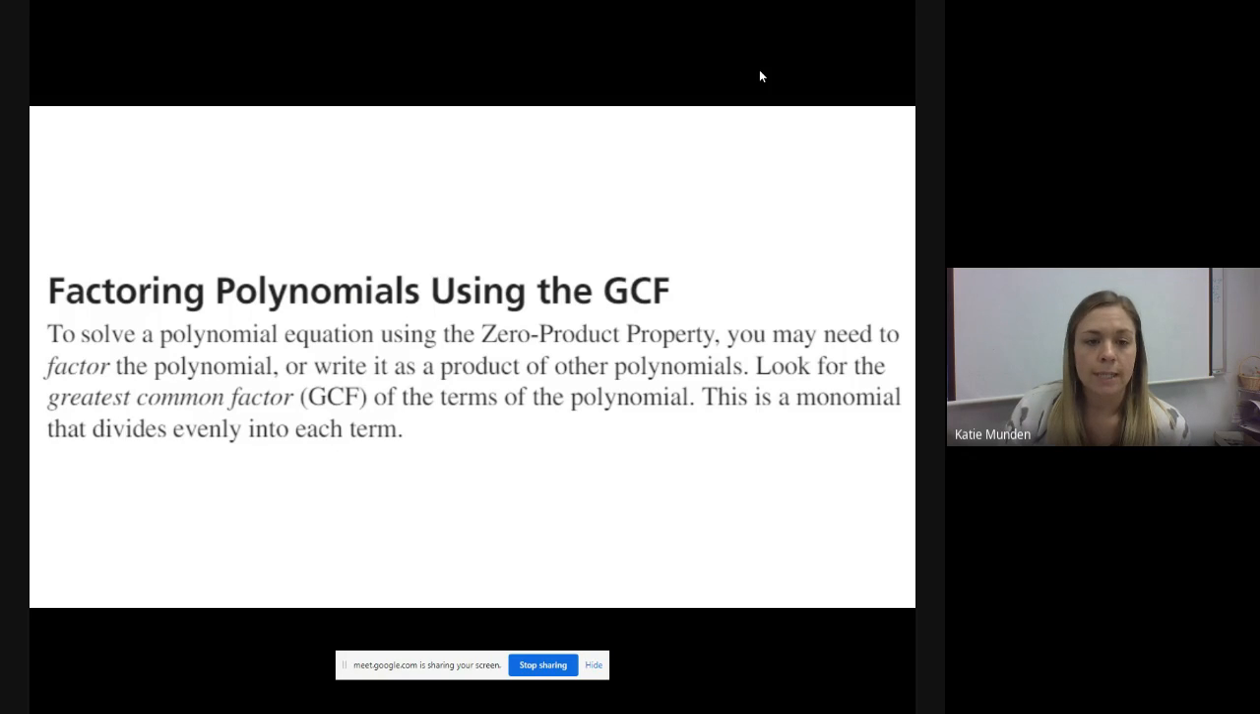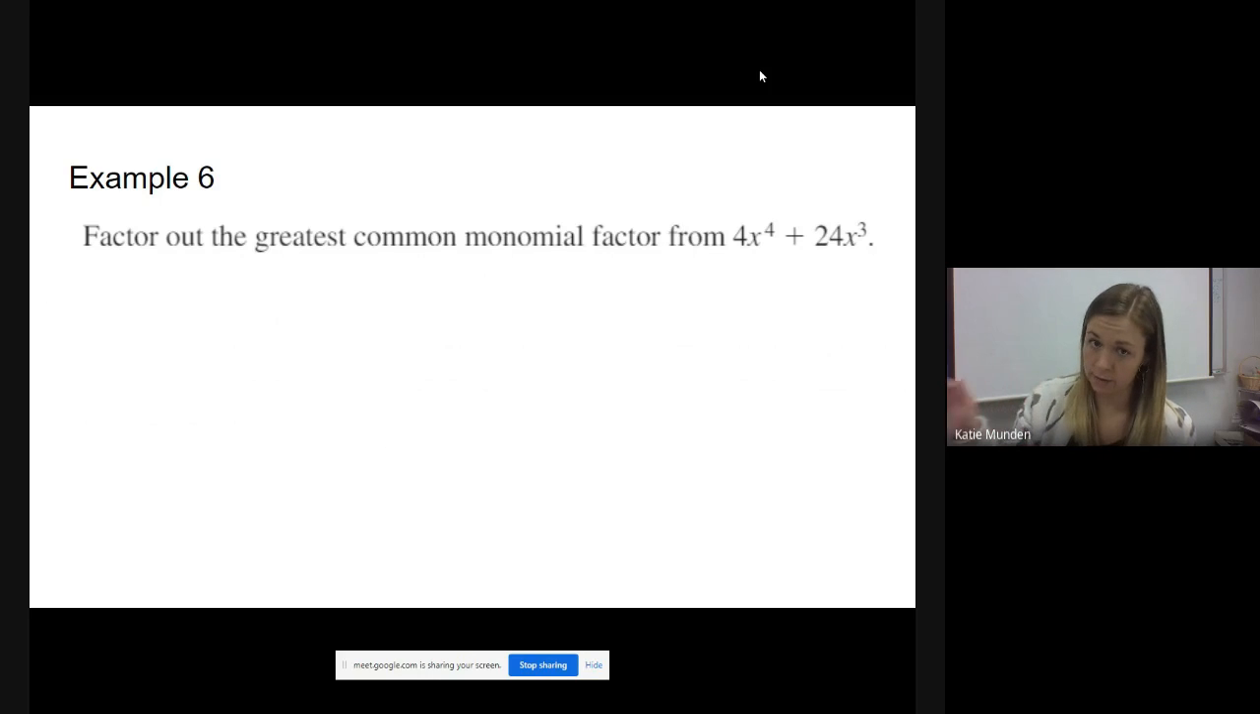Look for the greatest common factor, the GCF of the terms of the polynomial. This is a monomial, so we're pulling one term out to the front. We're rewriting what's left, and the thing that we're pulling out will divide all the remaining factors evenly. You'll see when we do it. So first we're just going to practice the factoring part, and then we'll practice the solving part.